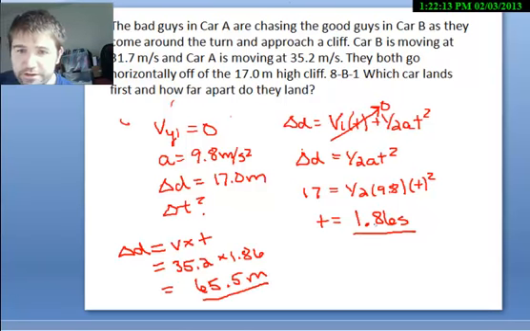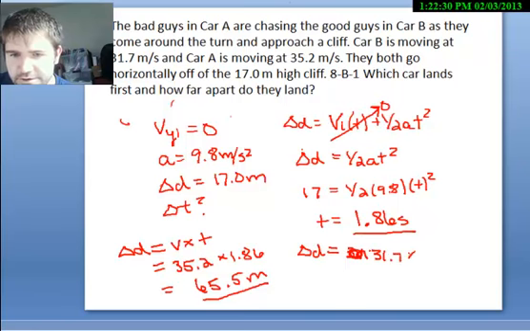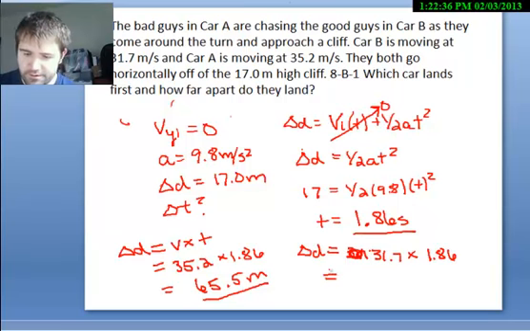Now let's look at car B. It's going to be in the air for the same amount of time, again because horizontal motion does not affect vertical motion. So we just have to use change in distance equals its velocity, 31.7, times change in time, which is 1.86 still, and 31.7 times 1.86 equals 58.96.